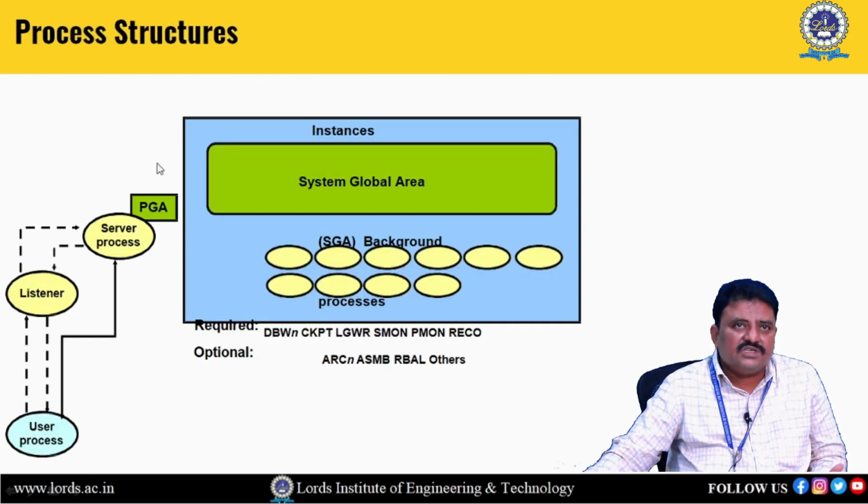Here is the diagram showing a user process. It makes a request to the given Oracle database. The Oracle database consists of my instance, and an instance has the SGA and background processes. Once a request has been made and a connection established, the Oracle database creates one server process and allocates a PGA, the Program Global Area, which looks after the specific activities of this particular user process. To establish the connection, the server process creates a listener, the network listener.